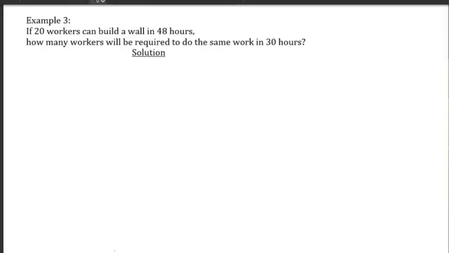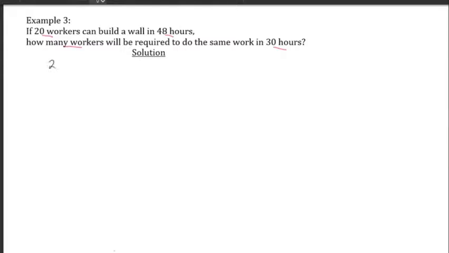Let's try another example. In this question, it says that if 20 workers can build a wall in 48 hours, how many workers will be required to do the same work in 30 hours? So we check the units and we have workers, and they are asking for how many workers, and then we have the time in hours and hours. So we can go ahead and write our proportion.